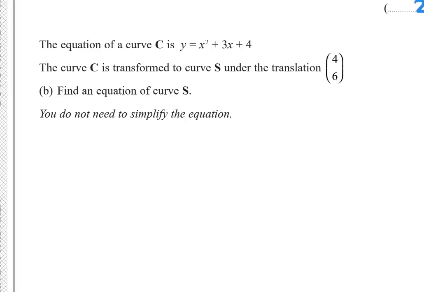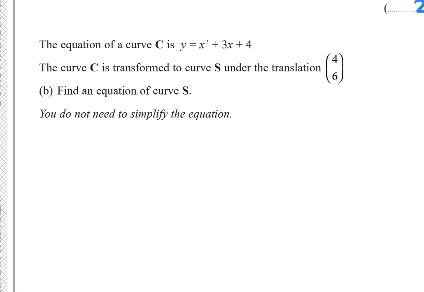The equation of the curve C is y equals x squared plus 3x plus 4. The curve C is transformed to the curve S under the translation (4, 6). This means 4 to the right and 6 up. Find an equation of the curve S. So we have a horizontal translation and a vertical translation. For the horizontal translation, 4 units right, you need to replace x by x minus 4. And for the vertical translation by 6 units up, you need to add 6 to the whole function.